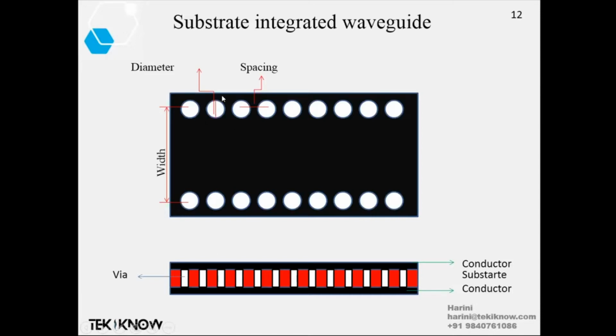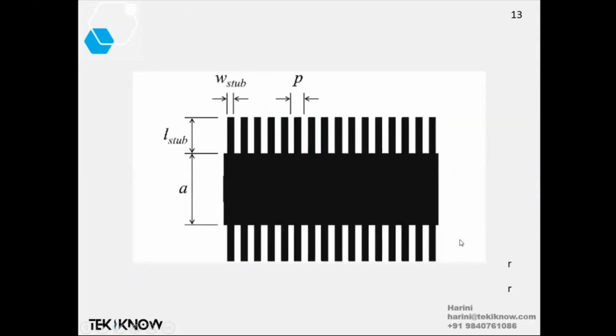That is, what's the diameter of your via, what is the spacing, that is the center to center spacing between the vias, and what is the width of the SIW. What is the width means, you need not measure end to end. The width should be between this hole center to this hole center. Okay, yeah. Then what is this?